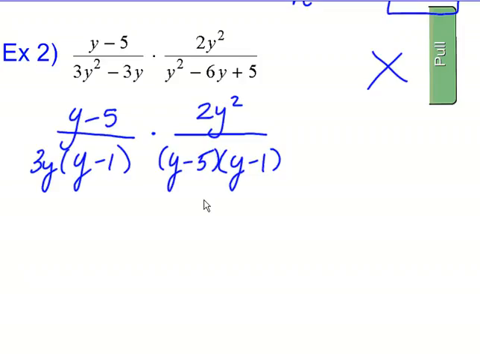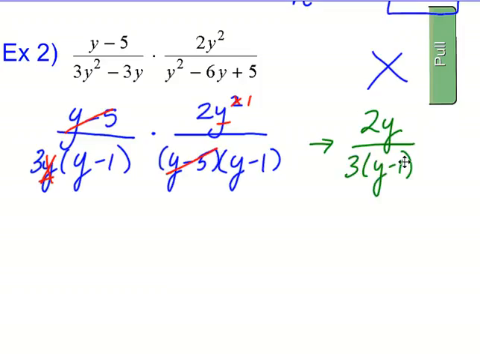Now that we have everything totally factored, we can cancel where we can. We have two alike binomials in y minus 5. We have no common constants. We have a 2 and a 3, so nothing's going to happen to those. But we do have a y and a y squared. So this 1y will go away, changing this exponent to 1. So what we have left is a 2y in the numerator, and in the denominator we're going to have 3 times y minus 1, and we're going to have 2 of those y minus 1, so I'm going to just put an exponent of 2.